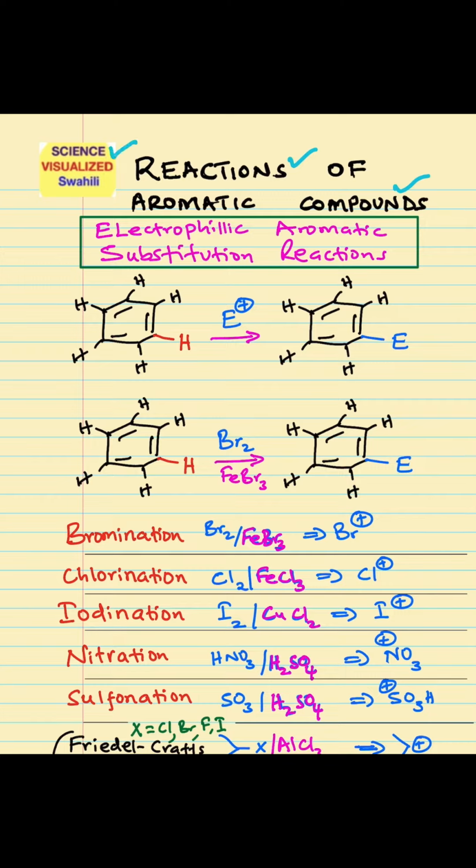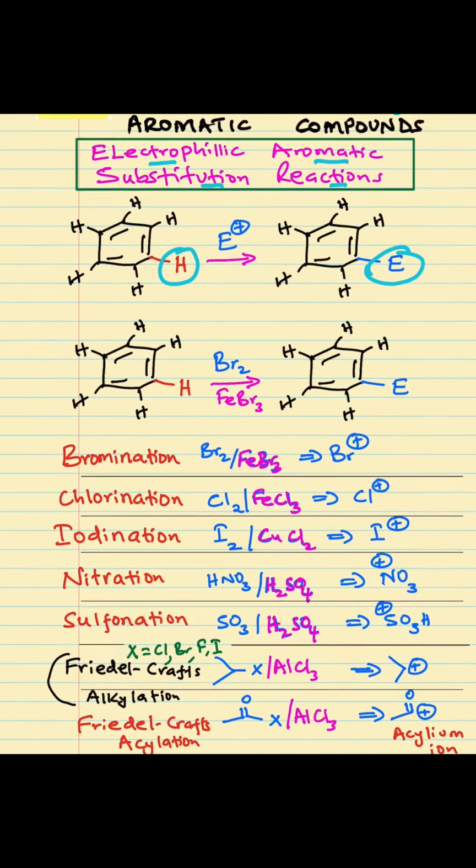The most important reaction is the electrophilic aromatic substitution reaction. In this reaction, one of the hydrogens on the benzene ring is substituted by an electrophile. So you end up with an electrophile occupying the same position that the hydrogen was occupying. There are various reactions that follow this sequence.